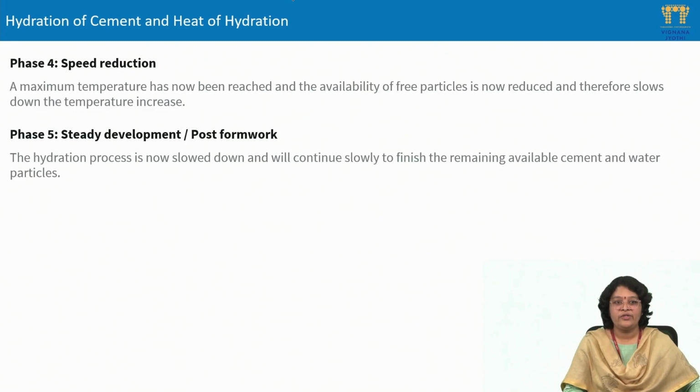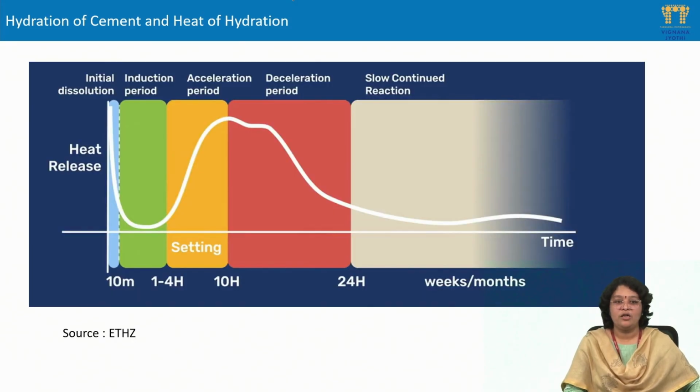And again in phase 4, we could see there will be a reduction in the heat liberated from the reaction between the cement and the water. And from stage 5, we could see there will be a steady state increase in the heat with time. So this is the depiction of the 5 stages during the hydration process of the cement. On the x-axis you could see the time, and on the y-axis the heat release. So this is how the 5 stages of hydration are depicted.